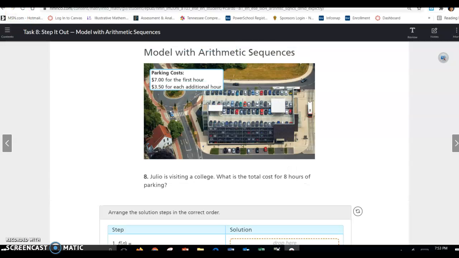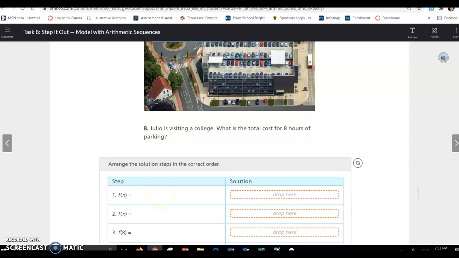Lesson 7.2, task 8. This is the final task. Model with an arithmetic sequence. So you've got a parking garage and it says parking cost $7 for the first hour and $3.50 for each additional hour. Julio is visiting a college. What is the total cost for 8 hours of parking?